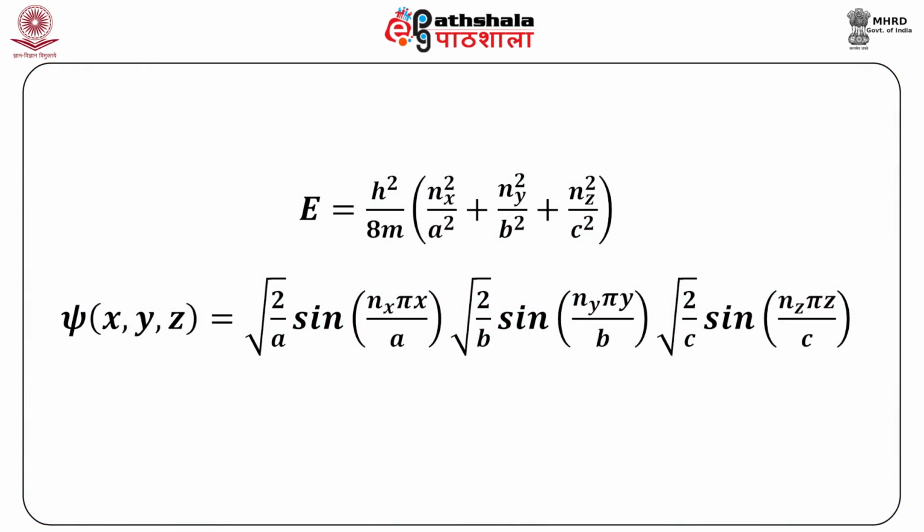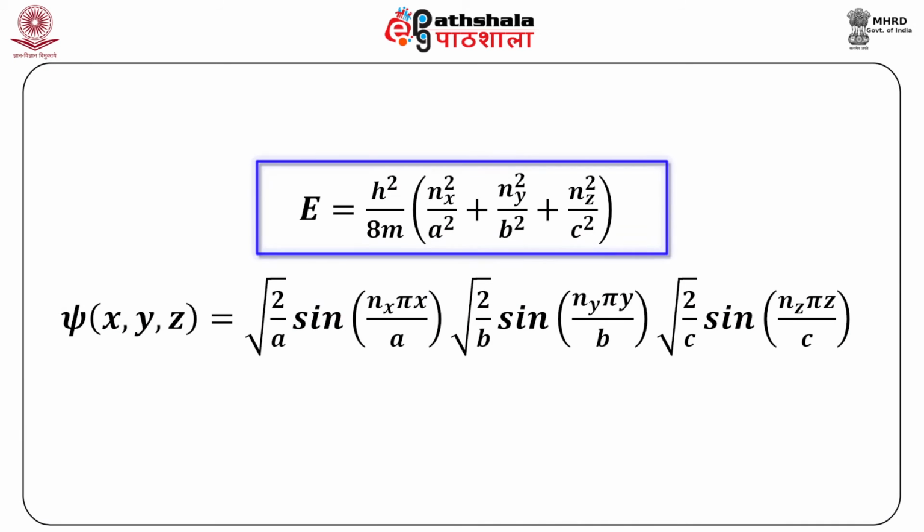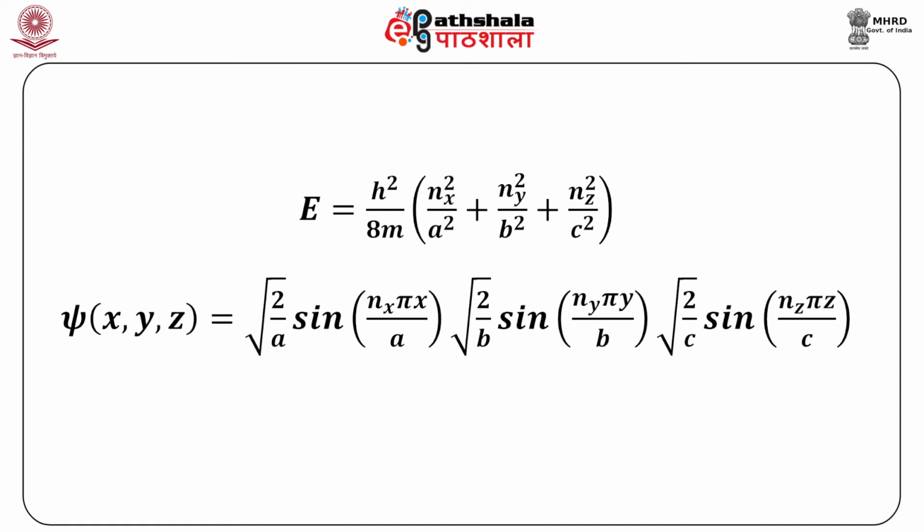Total energy, as you can see here, is E equal to h square upon 8m, and in the parentheses we have nx square upon a square plus ny square upon b square plus nz square upon c square. So this gives us the total energy.